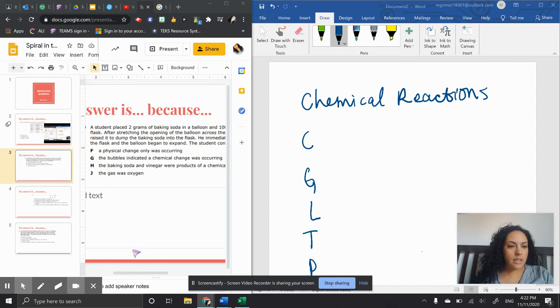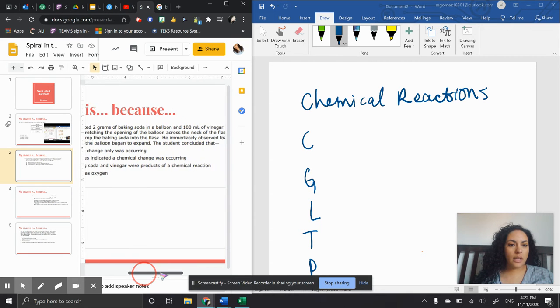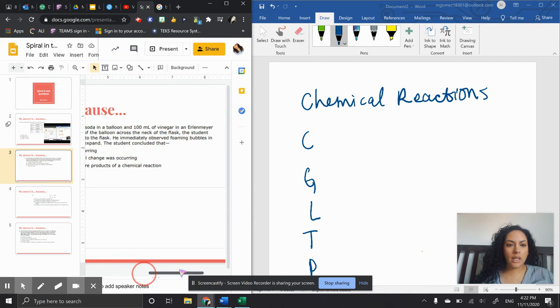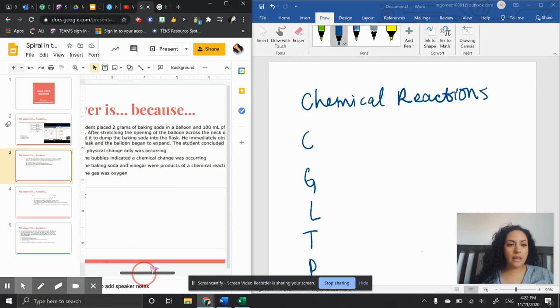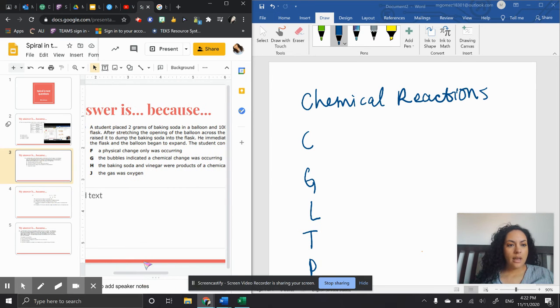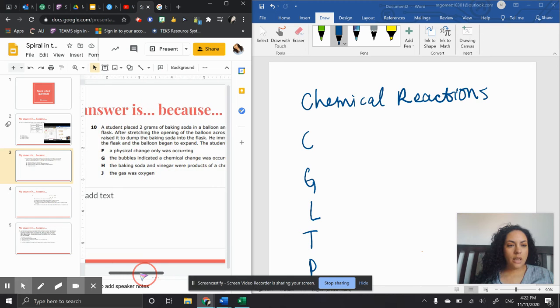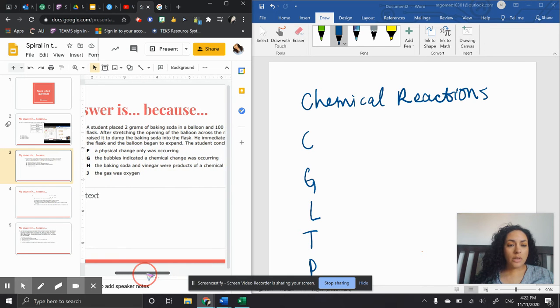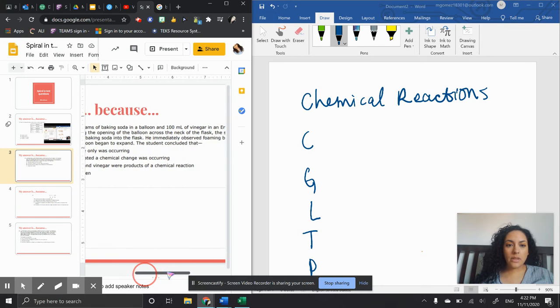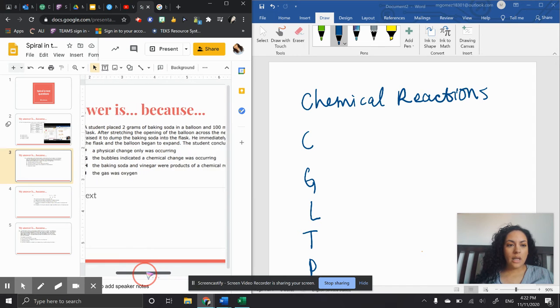All right, now continuing to question number 2. The question asks, a student placed 2 grams of baking soda in a balloon and 100 milliliters of vinegar in an Erlenmeyer flask. After stretching the opening of the balloon across the neck of the flask, the student raised it up to dump the baking soda into the flask. He immediately observed foaming bubbles in the flask and the balloon began to expand.